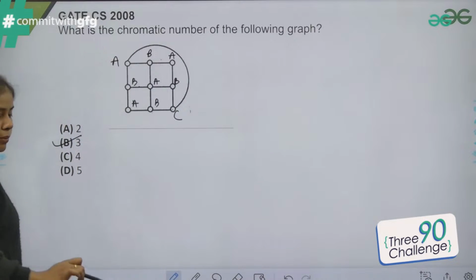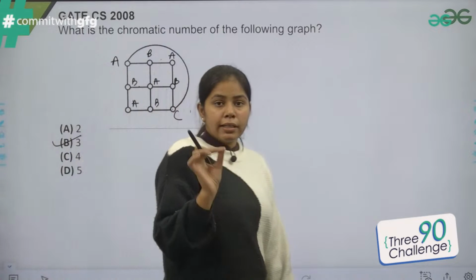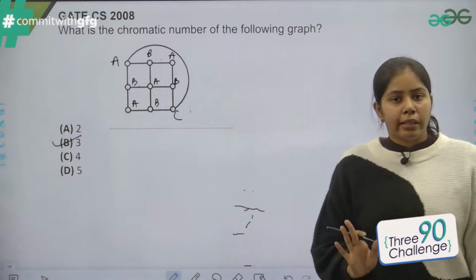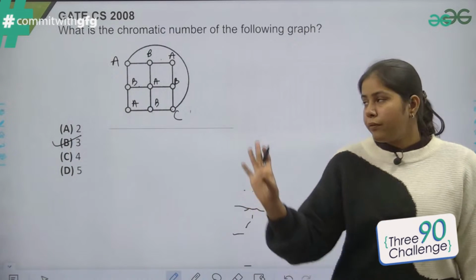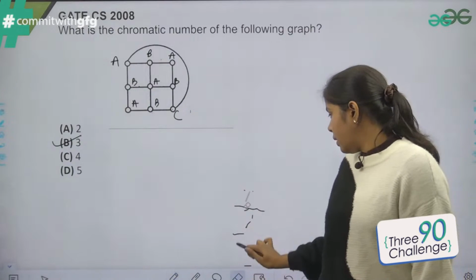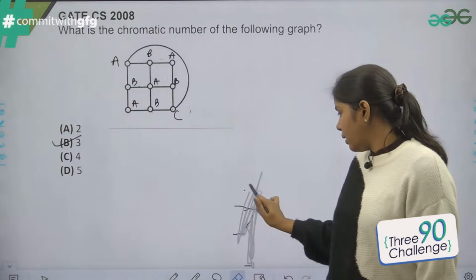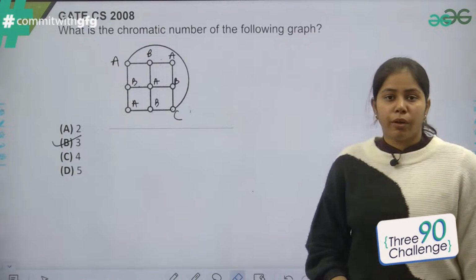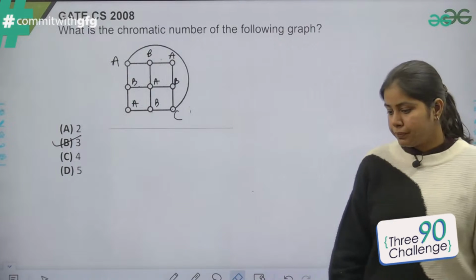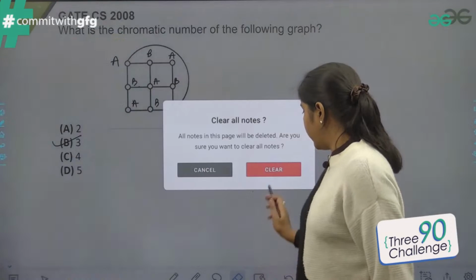So how many minimum colors are required? 3. Guys, chromatic number questions are really very easy. You just have to understand this concept: you have to color the vertices such that no two adjacent vertices have the same color, and you have to find the minimum number of colors for that. Okay, so let's see the next question.